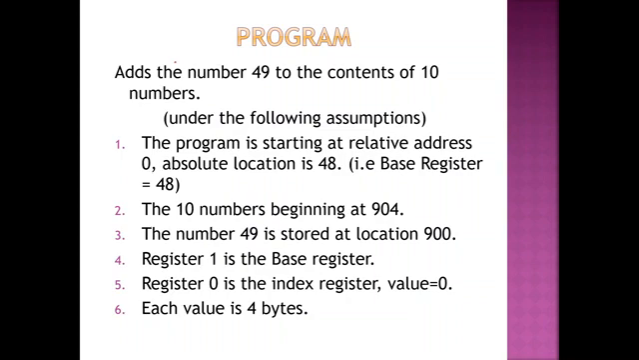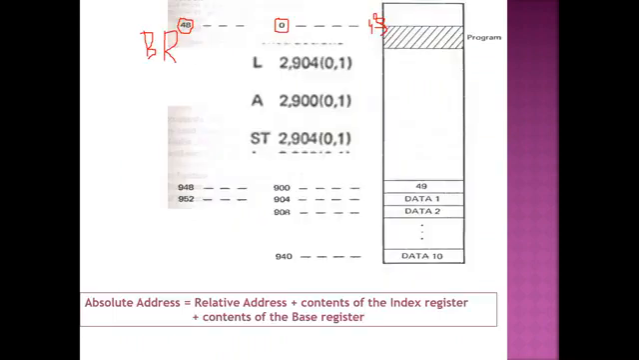The next assumption is the 10 numbers begin at location 904. Why is this assumption? I will tell you. We are writing the program from 0, and it goes on. We don't know how many lines it is going to take for us to write the program. So we are leaving sufficient space and going to relative address location 900, and we are going to store this number 49. Why do we need to store 49? Because we have to add 49 with all the data we have. Yes or no? So that 49 I am first storing in location 900.